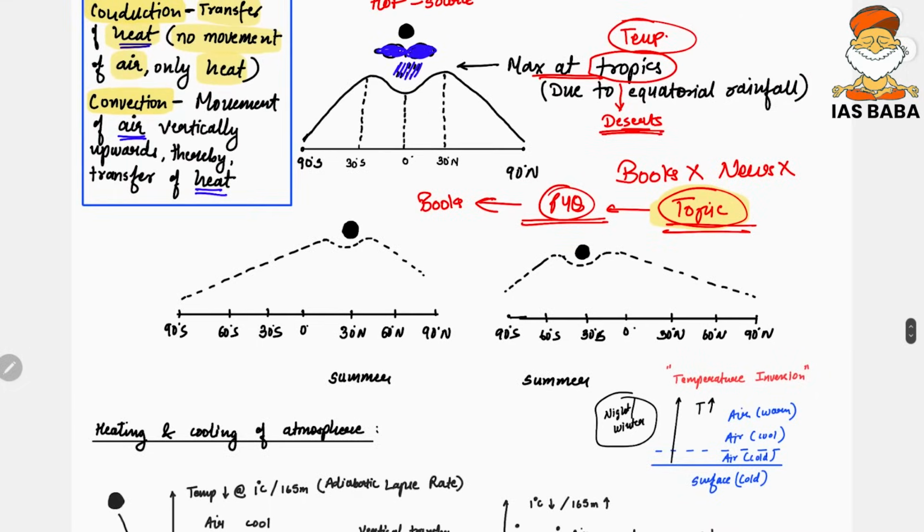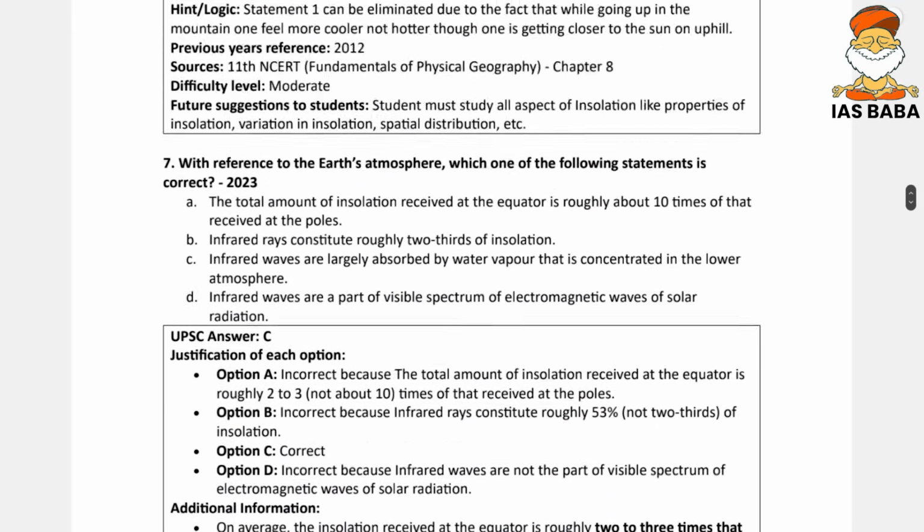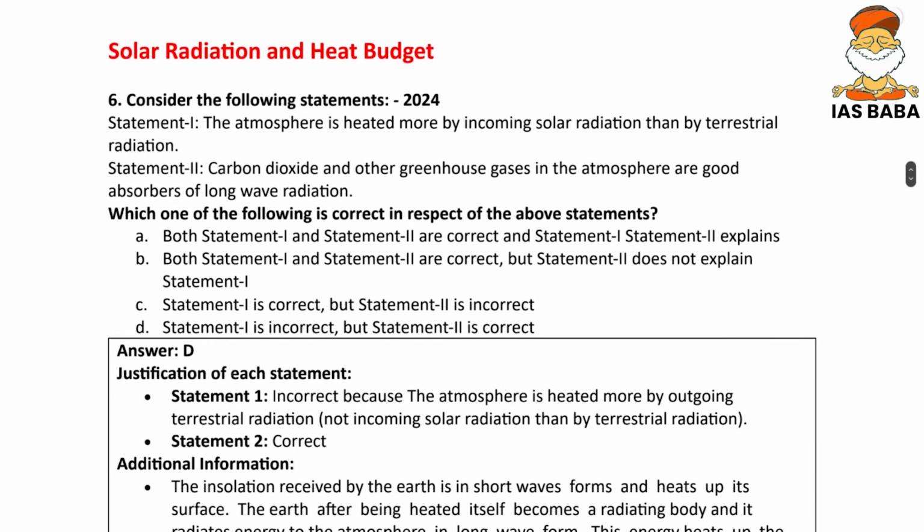Okay, so this kind of understanding and more critical understanding is needed. For example, some of these resources you will get directly in the NCERT, but there are some topics which are beyond the understanding of the student. For example, here this topic, solar radiation and heat budget. The heat budget is there in the NCERT. It's very simple. Also, you would see that in 2024 they asked the question: the atmosphere is heated more by the incoming solar radiation than by the terrestrial radiation. So you need to understand the difference between incoming solar radiation and terrestrial radiation.